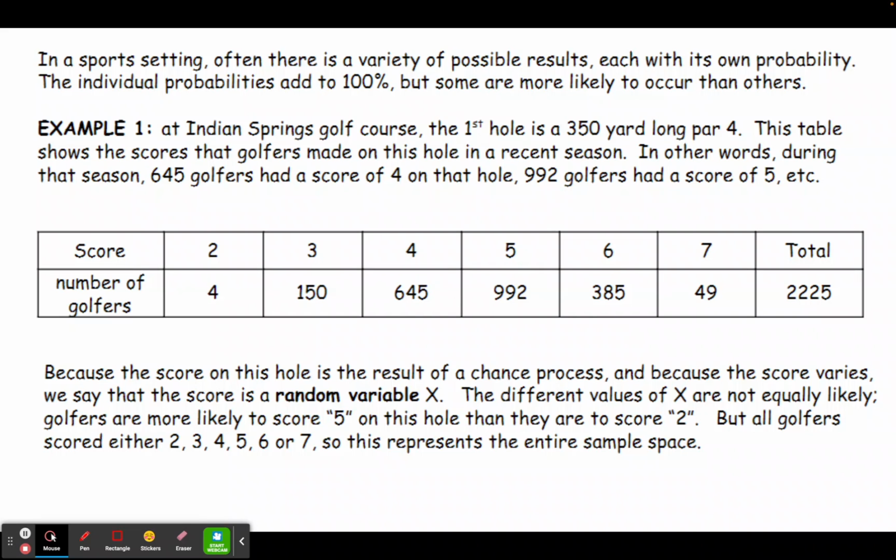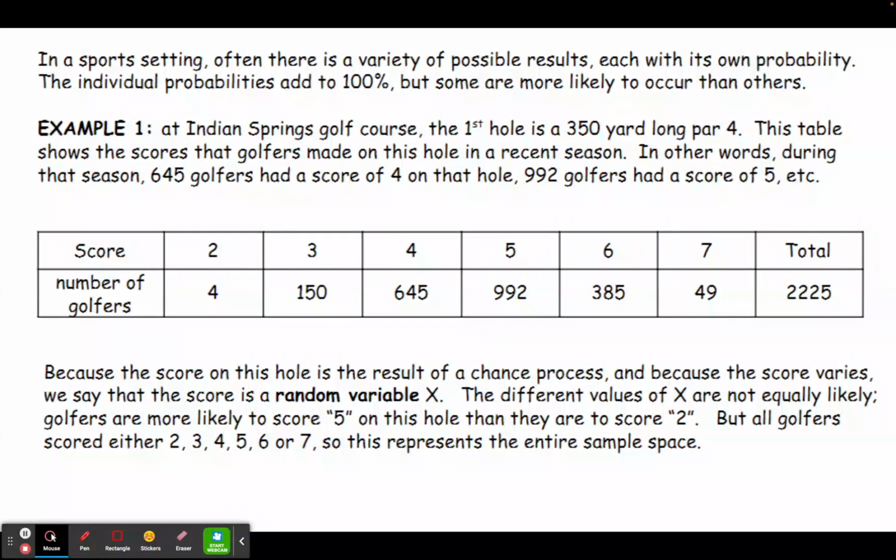a 350-yard long par 4. In case you're not familiar with golf, what that means is that the golf course expects that most golfers will be able to complete the hole and get the ball into the cup in 4 shots. So a par 4 means it should take you 4 shots. However, some golfers are able to complete the hole in fewer shots and some will take more.